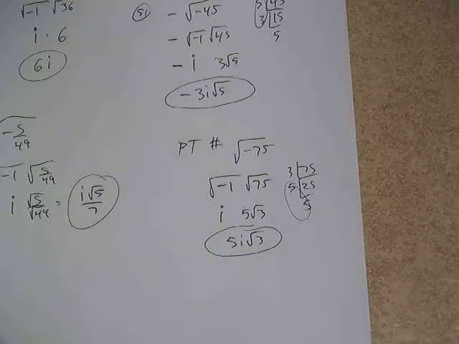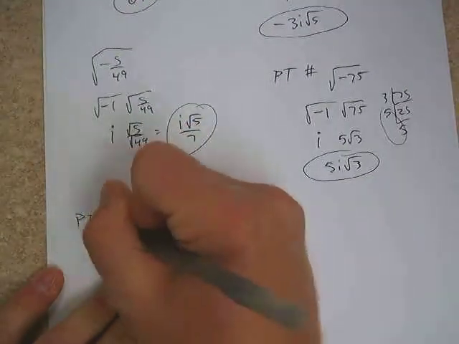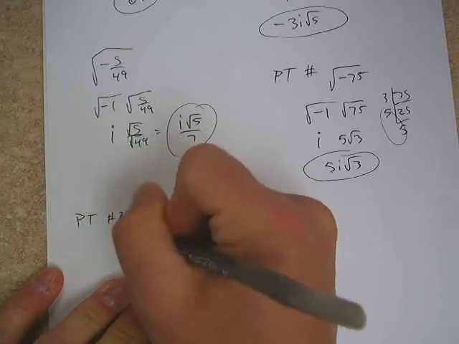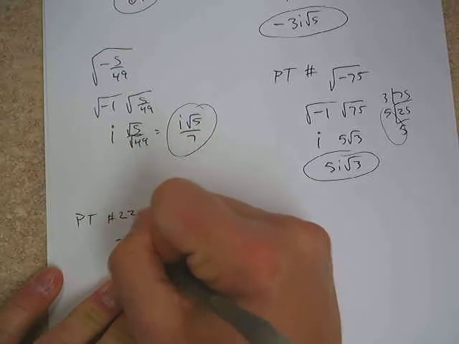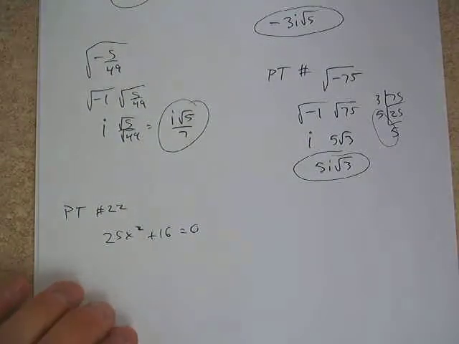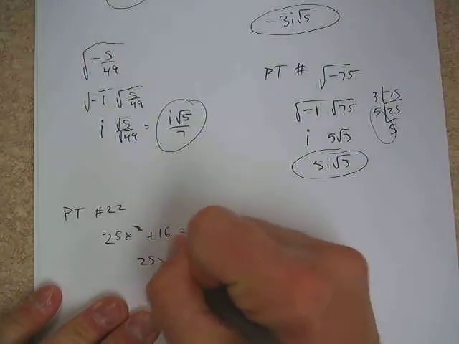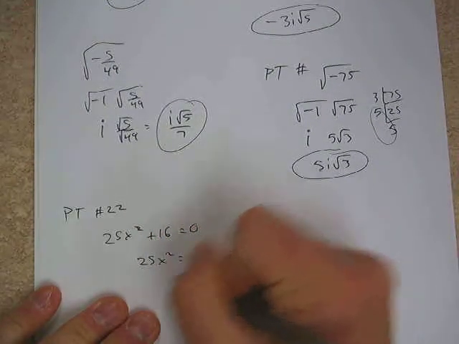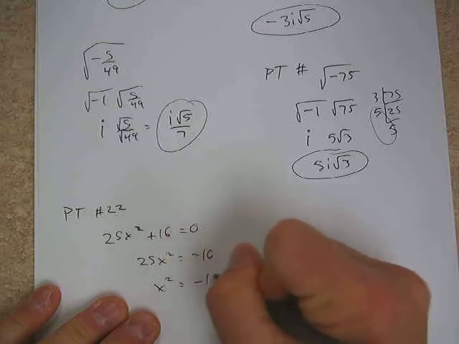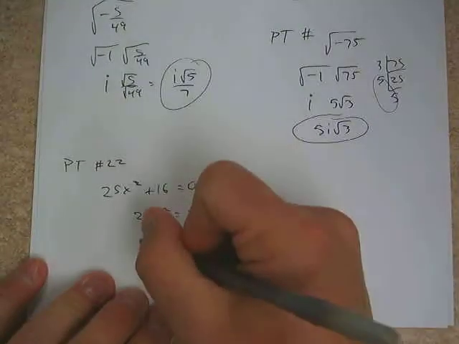So the general strategy is very much similar to dealing with a positive number underneath the square root, but ultimately we have that i situation to deal with. Okay? Now, here's where that comes into play in terms of solving a quadratic equation, and that's if we have something like, say, number 22 on your practice test. So, practice test number 22, and we have 25x squared plus 16 equals 0.